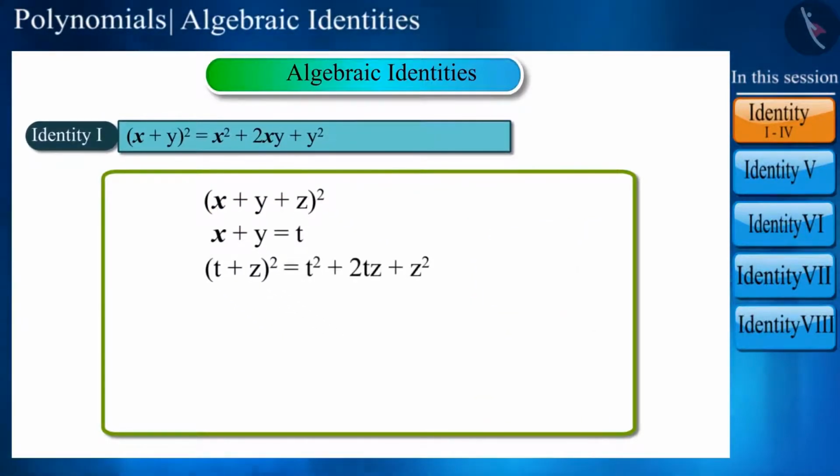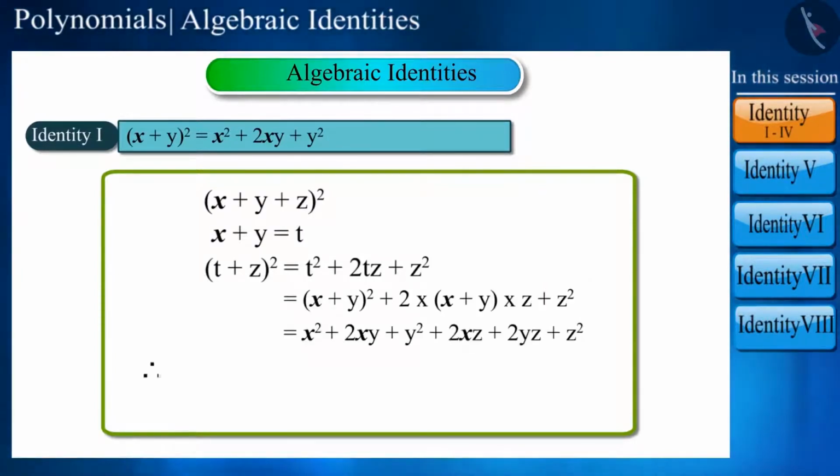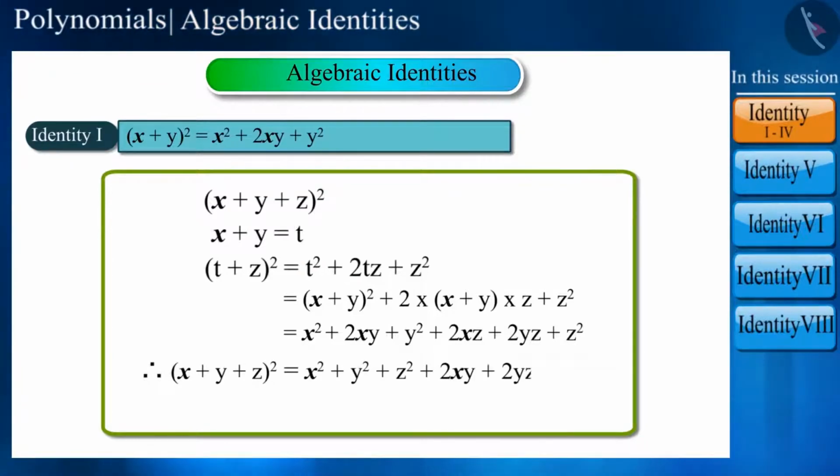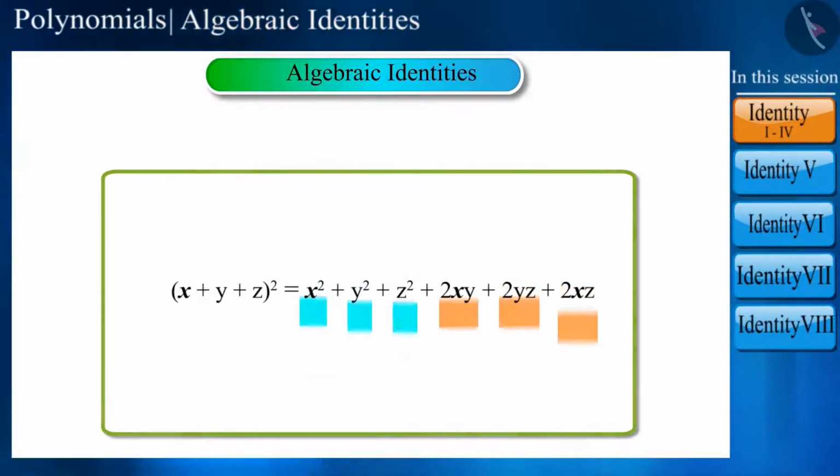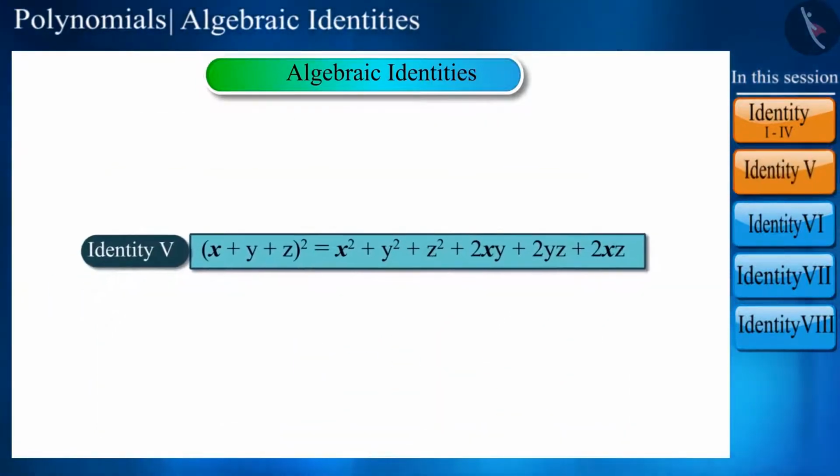And now, keep the value of t. Then you will get this: (x + y + z)² = x² + y² + z² + 2xy + 2yz + 2xz. We can remember it like this: in the square of a trinomial, there are 3 squares and 3 factors. And this is called identity 5.